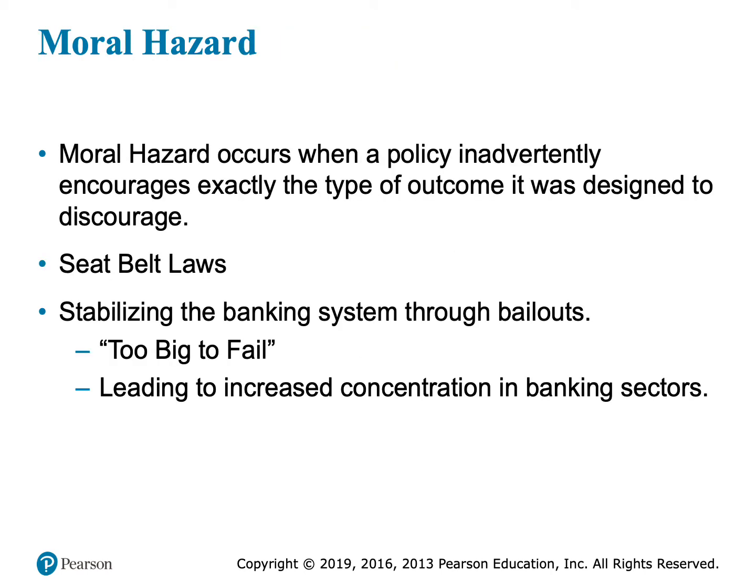We'll be using the term moral hazard in this lecture. You may know what it is, but let's try to define it for you. Moral hazard occurs when a policy that is introduced inadvertently encourages exactly the type of outcome that it was designed to discourage. So moral hazard is something that enters into public policy discussions and policy making and rule making quite often. There's oftentimes good intent behind a new rule or a new policy, but it often is short-sighted and backfires in many ways. So I'll give you a classic example.